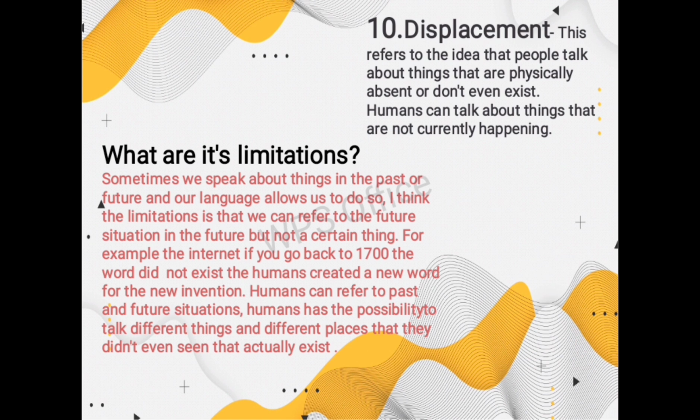The displacement's limitation. Sometimes we speak or talk about things in the past or future, and our language allows us to do so. I think we can refer to future situations or possible happenings, but not those certain things. For example, the word internet, if you go back to the 1700s, the word did not exist. The word was created by humans after it was invented.